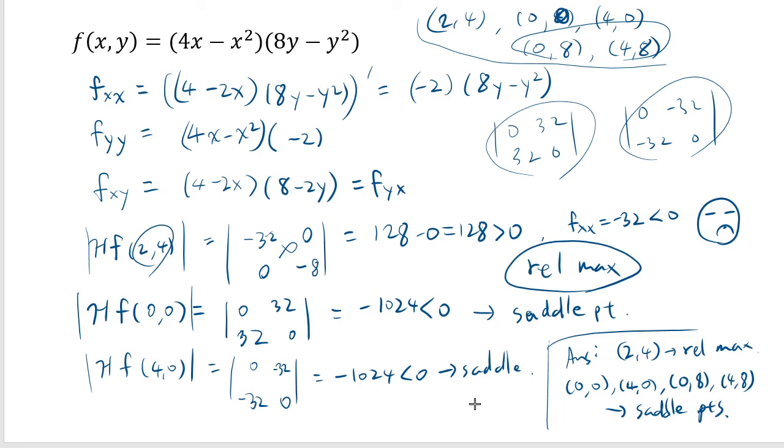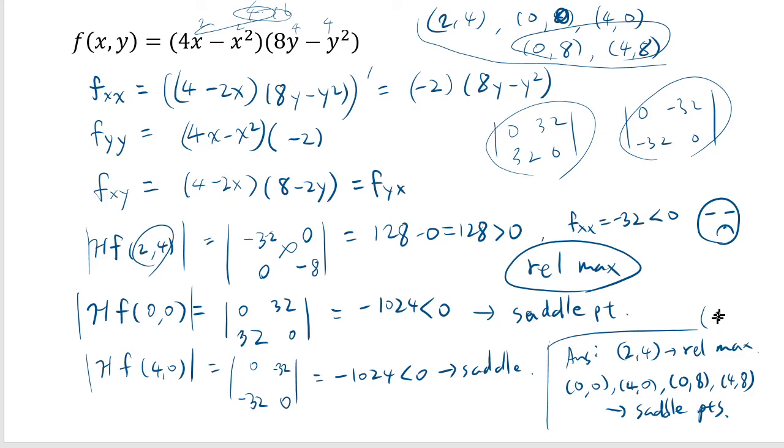Okay, and then also sometimes the questions might ask you to find the value of the function at the relative max. In that case, you just have to plug in x equals 2 and y equals 4. And that's 16, and then what is this? 4 times 16, so 64. So the value of the function here will be 64.